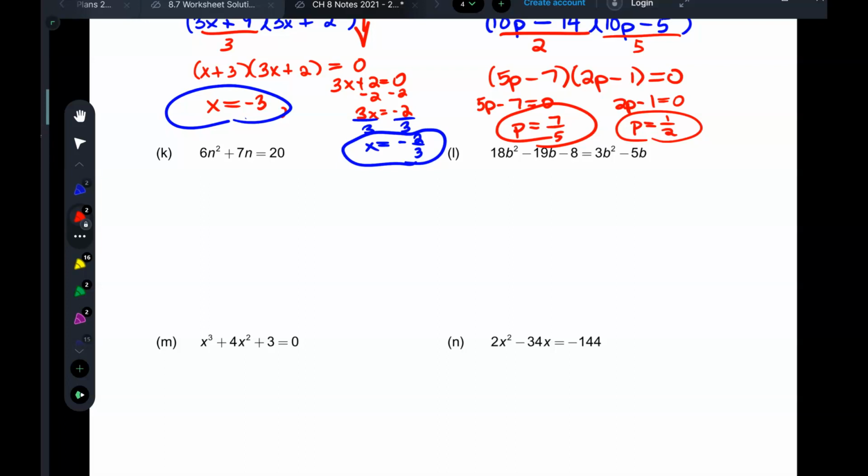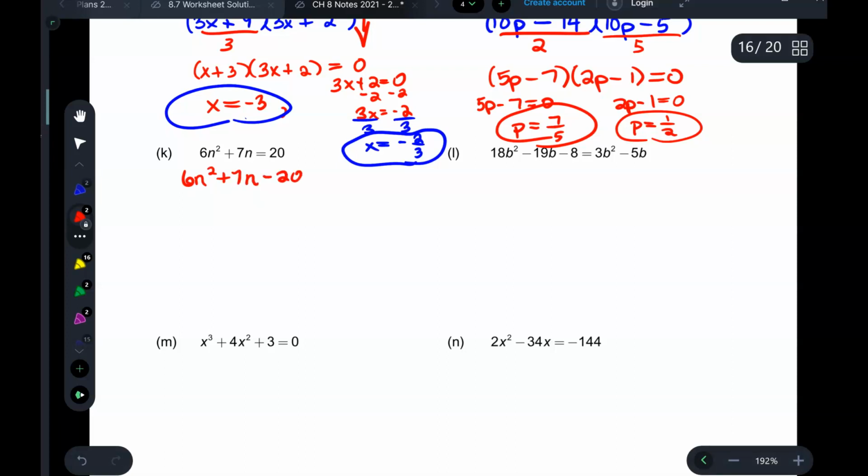All right, what do we have to do first? Make it equal to zero. It's called the zero product property for that reason. So I'm going to subtract the 20. Or if you want to start skipping some steps, think about moving it to the other side, right? We'll make it minus.